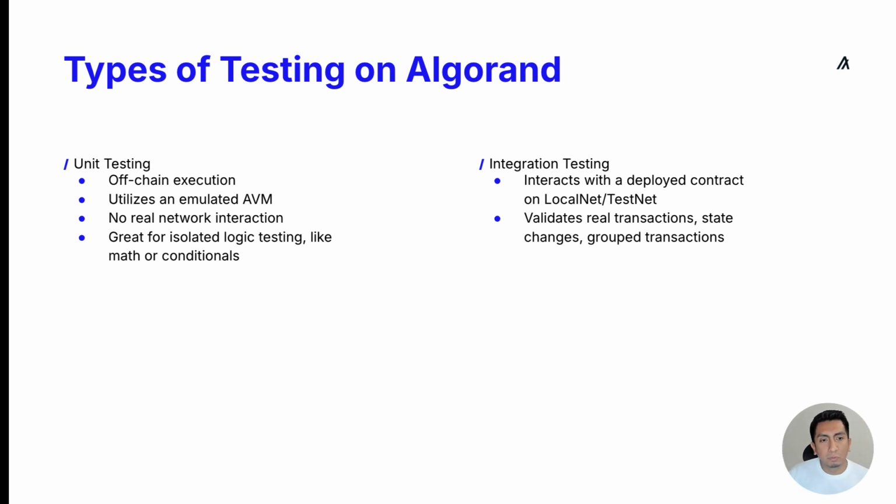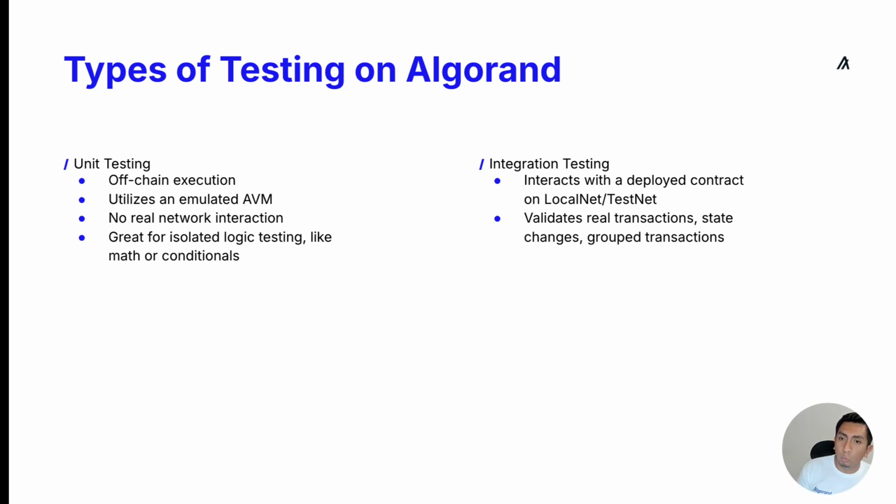So basically what we're doing there is sending real transactions to the ledger. It can be LocalNet, TestNet, MainNet, or whatever. But you will find some real transactions and you can validate those transactions, you can validate those state changes in a group transaction, but you're sending transactions to the ledger. That's the main difference between those two types of testing.